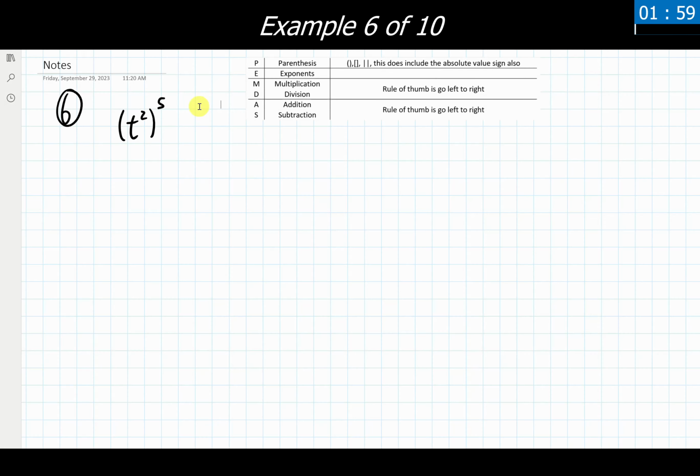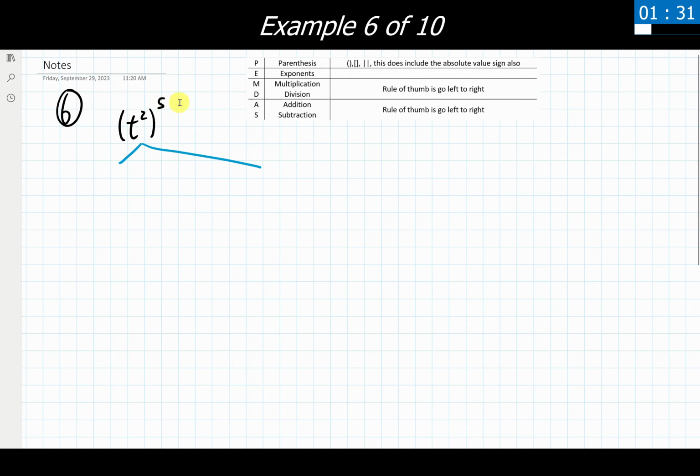With example 6, I'm being given the expression t squared being raised to the 5th power. Now I know I said I wasn't going to show multiple ways, but I do want to at least show how the power rule works with the shortcut method versus expanding it out. So we have an exponent being raised to a power.